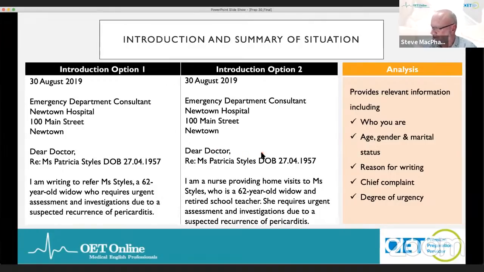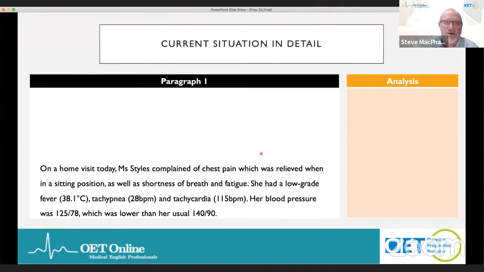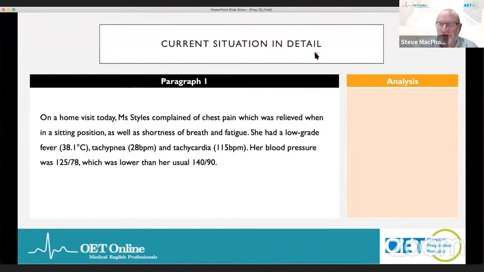Okay, let's continue. Now we're going to talk about the current situation in detail. Anu, before I do that, Anu says, second is too long. Why do you say it's too long, Anu? Is there somewhere in the rule book that says it should be a certain length? I don't think so. It's up to the writer. It's thorough. It's one way to do it. All right.